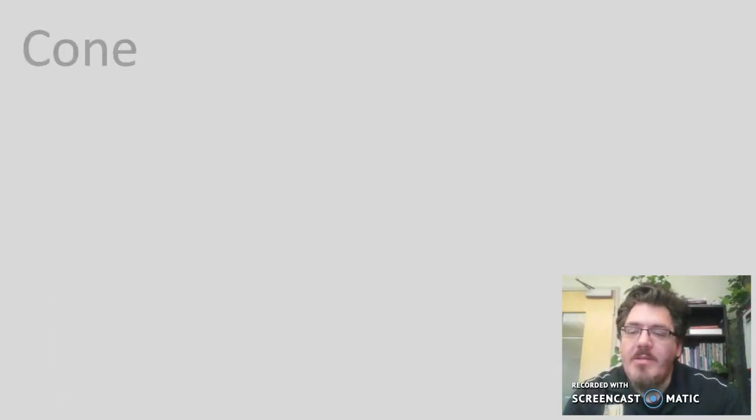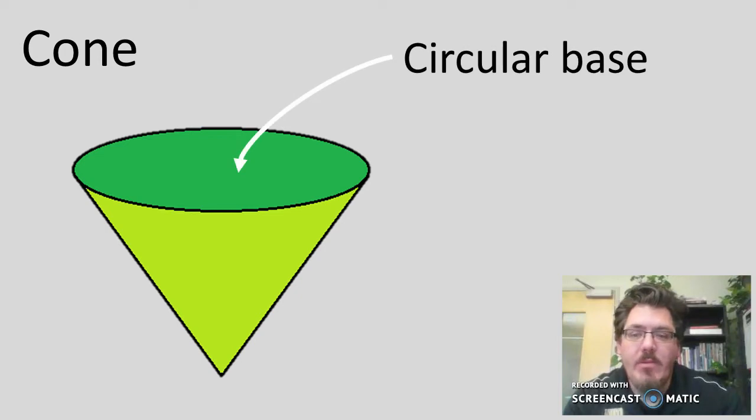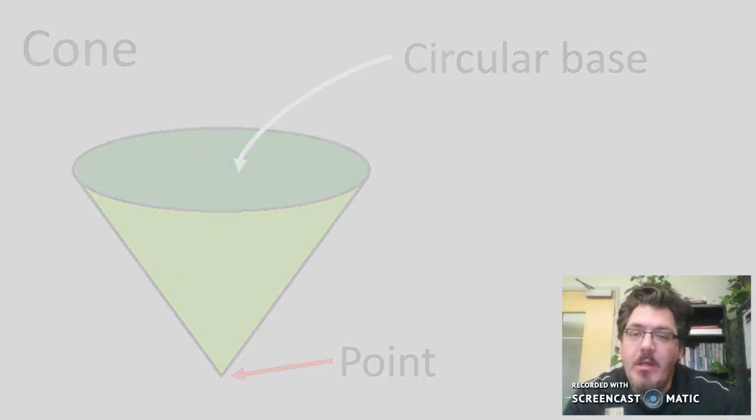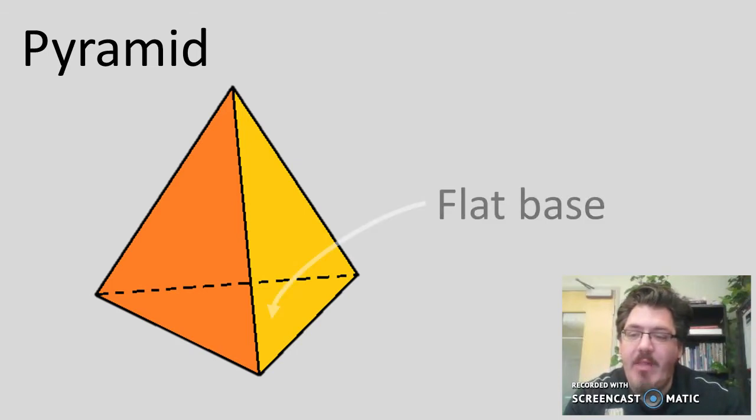A cone is a basic three-dimensional solid that students should be able to identify as well. A cone has a round, circular base. The side of a cone is curved and comes to a point. Similar to a cone is a pyramid. A pyramid is a three-dimensional solid that has a flat base, which is usually either a triangle or a square.